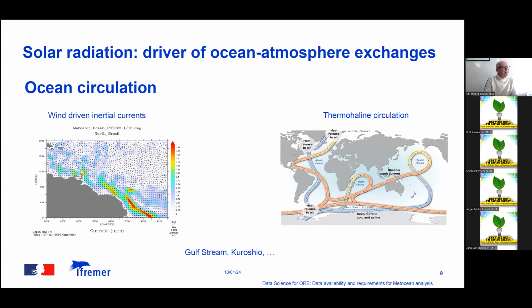There is another result of the solar radiation. It's the ocean circulation, combining wind-driven inertial currents and thermohaline circulation. Examples of these are the Gulf Stream and Kuroshio, relatively strong currents, but we'll probably not get into this today.